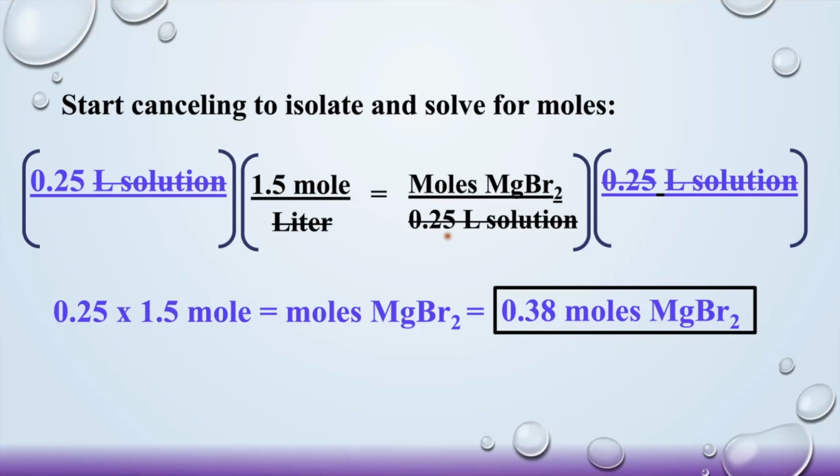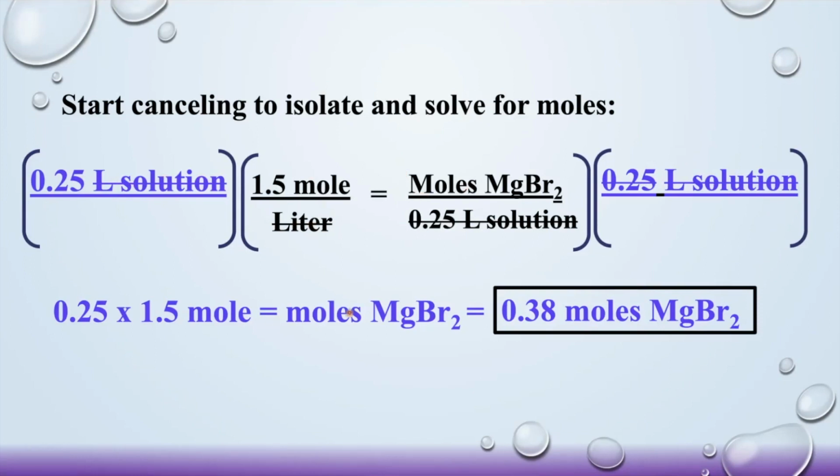To get this isolated, we are going to times this side of the equal sign by 0.25 liter solution. Now we can cancel that and cancel that. But whatever we do to this side of the equal sign, we have to do to this side also. So if we times 0.25 on this side, we have to do it on this side also. But look at that, now we're only going to cancel liters, and we cancel the liter label. We leave the number. We have isolated moles on this side.